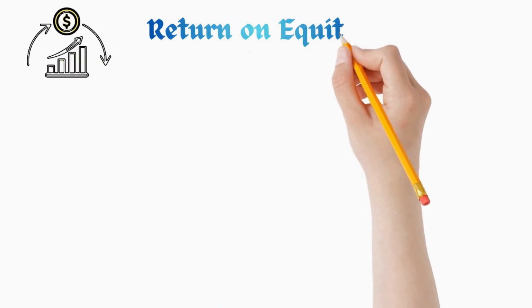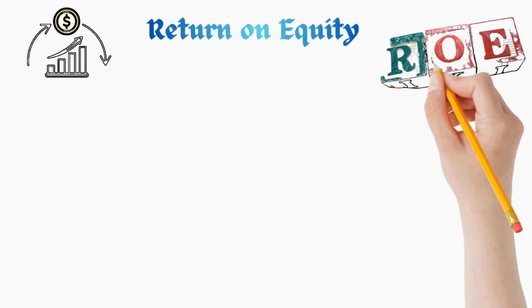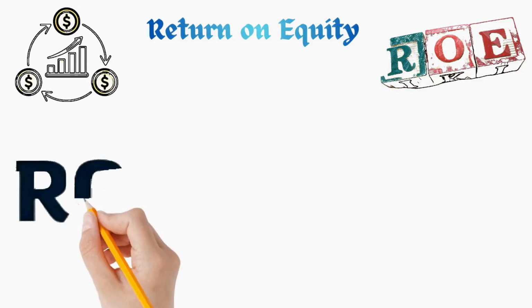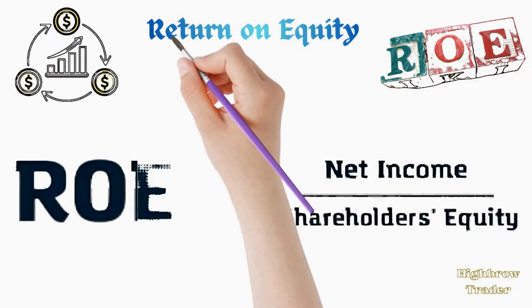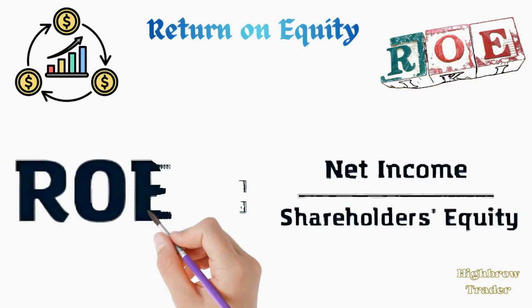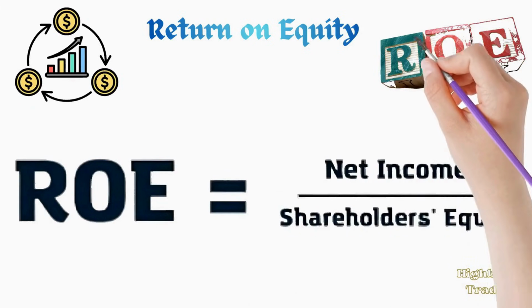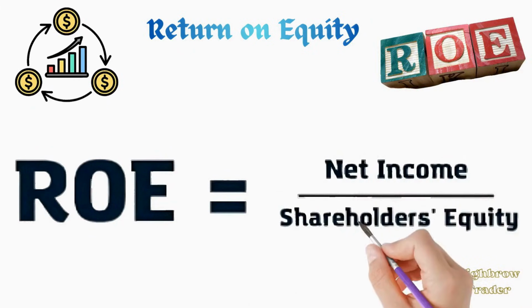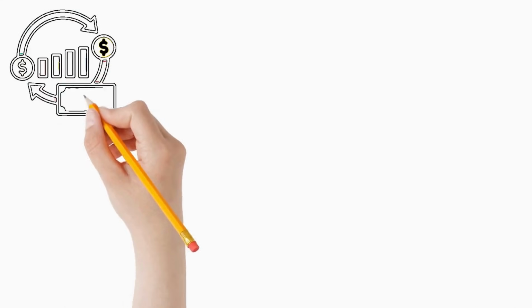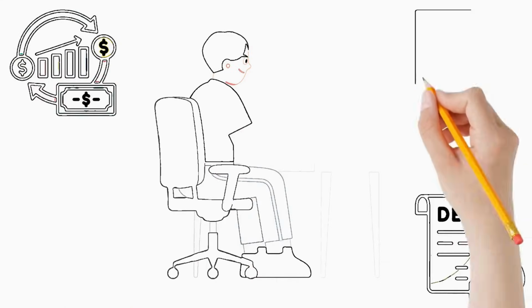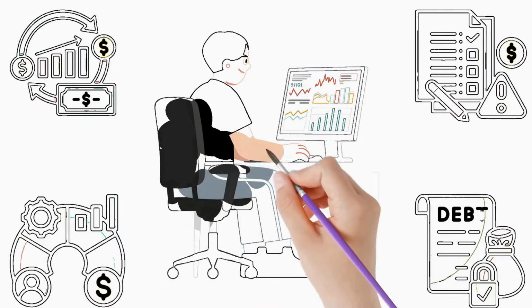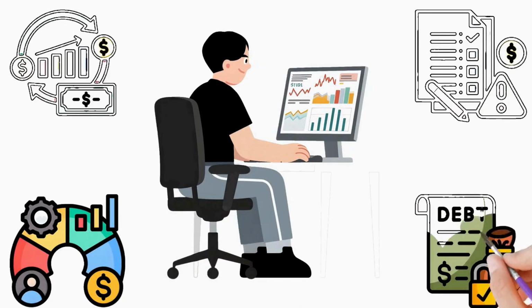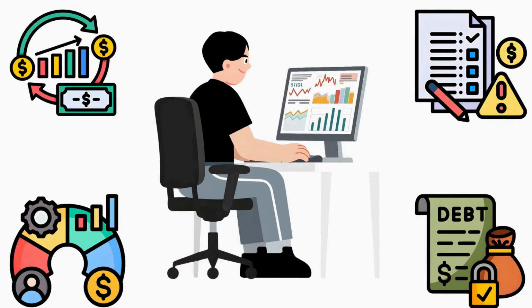Return on equity, pronounced ROE, measures how efficiently a company uses shareholders' funds to generate profit. The formula is ROE equals net income divided by shareholders' equity. For example, if net income is 30 and equity is 150, the ROE is 20%. A higher ROE indicates strong performance and effective management. However, an extremely high ROE may sometimes result from high debt levels, so investors should always analyze it alongside other financial ratios.